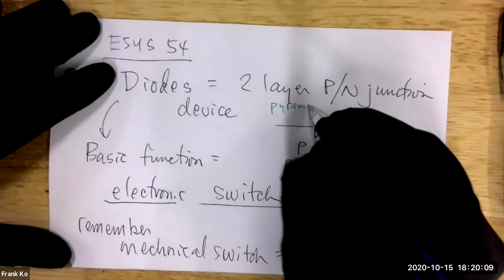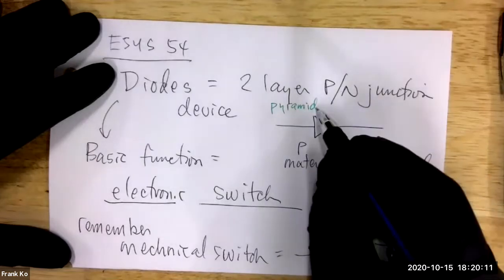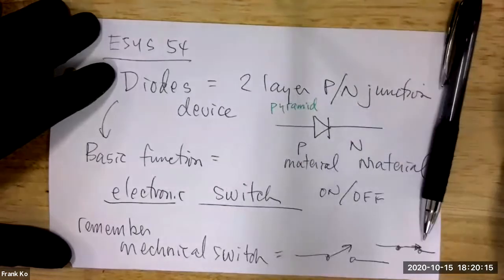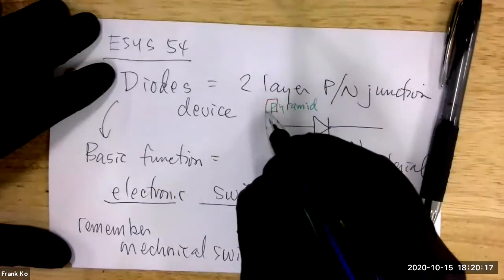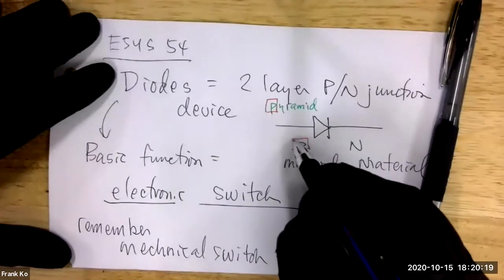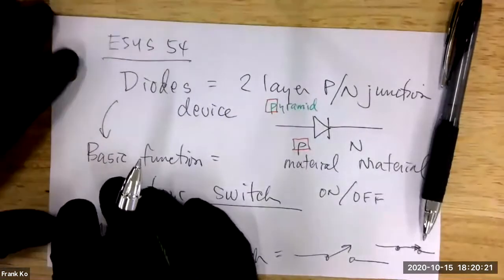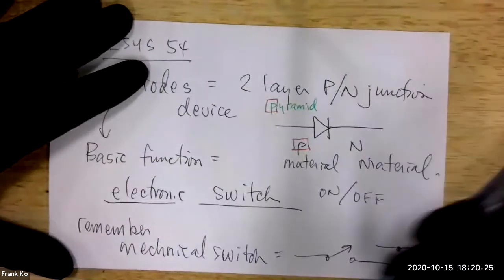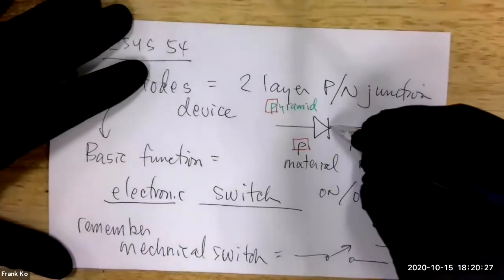Starts with the letter P. So if you think of this side as being shaped like a pyramid, and it starts with the letter P, that tells you what type of material is on this side of the diode. It is P-type material. This side of the diode, interestingly, has a bar.